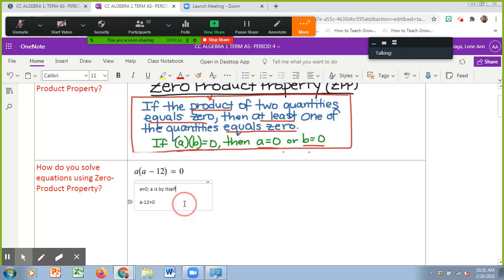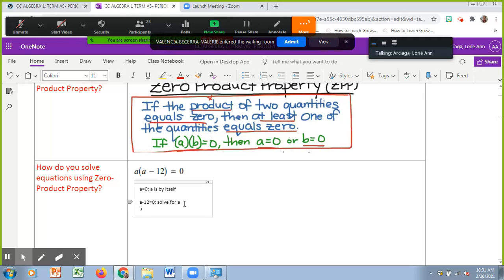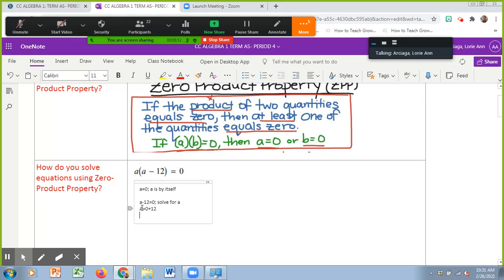But here we have to get a by itself. So solve for a. How do we do that? We move the 12 over. So a equals 0 plus 12, right? You move the 12 over to the right. It became positive. So then 0 plus 12 will just be equal to 12.